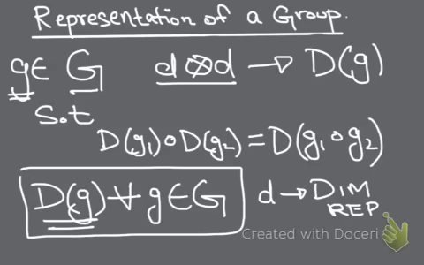So for example, if I have a representation of 3 cross 3 matrices, then it will be a 3-dimensional representation. Alright, let's look at an example. The example we're going to look at is the permutation group of 4 objects. So that is the S4 group.